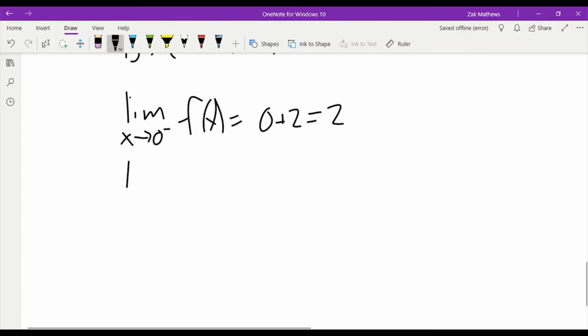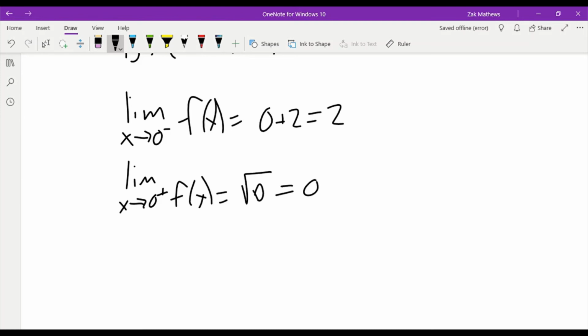And then we're going to take the limit of 0 from the right, which means we're going to have to use that right-hand side, the square root of 0. The square root of 0 is 0. And so what we've just shown, thus, the limit as x goes to 0 of f of x does not exist.